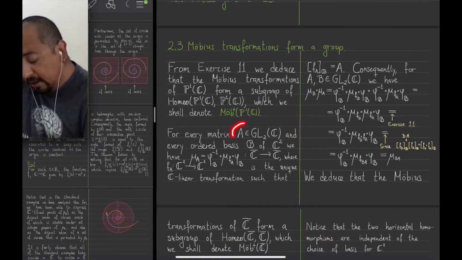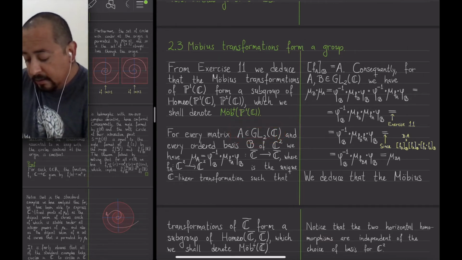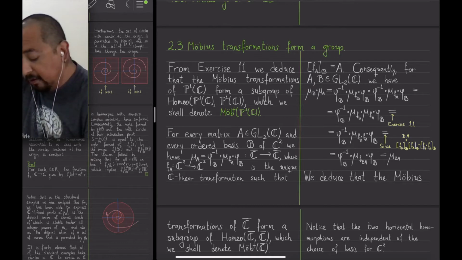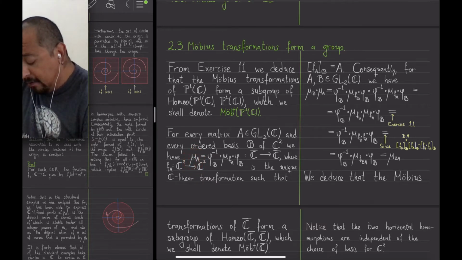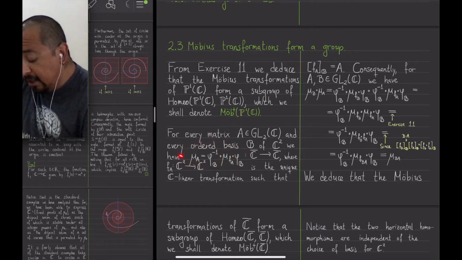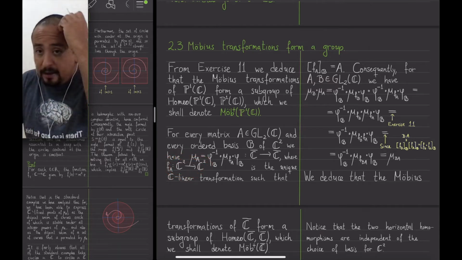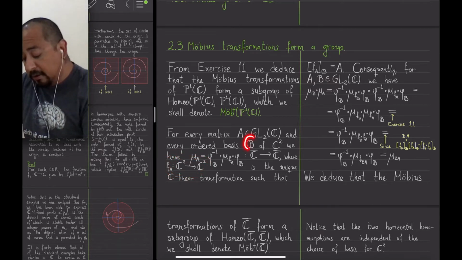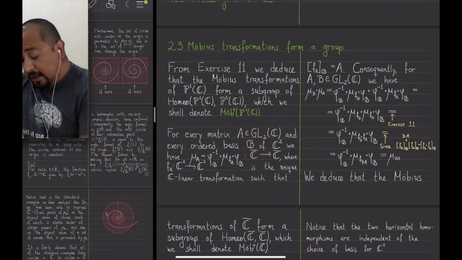Namely, if you give me a 2 by 2 invertible complex matrix A, and give me any ordered basis B, then the relation between the Möbius transformation of C bar associated to A and the Möbius transformation of P1C associated to FA is this one. This one is the relation. Where, of course, what is FA? Well, FA is the unique C-linear map that has A as associated matrix with respect to the ordered basis B. So this is the relation between them.